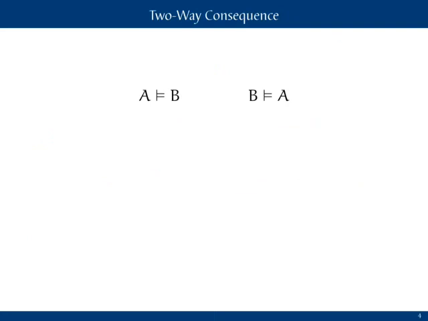So, if we've got consequence going in two directions, if I know that B follows from A, or B is a logical consequence of A, and A follows from B, or from B you can get A, then I know that I never have a case where A is true and B is false, that's ruled out, and I never have a case where B is true and A is false, that's ruled out.